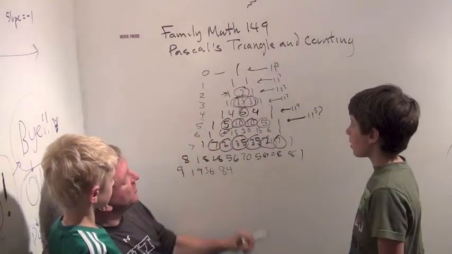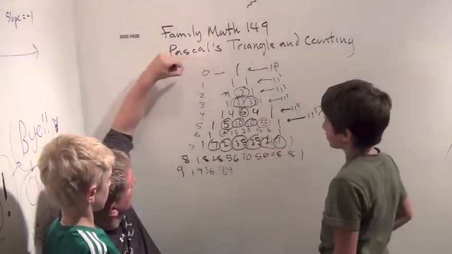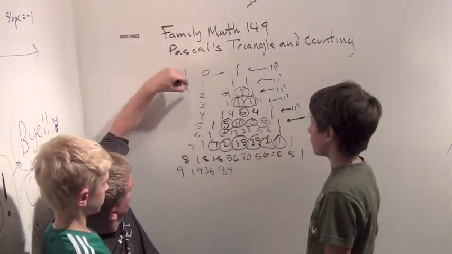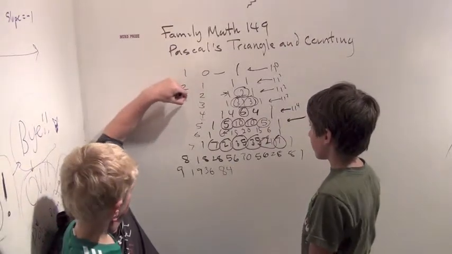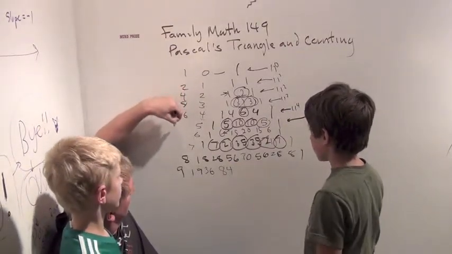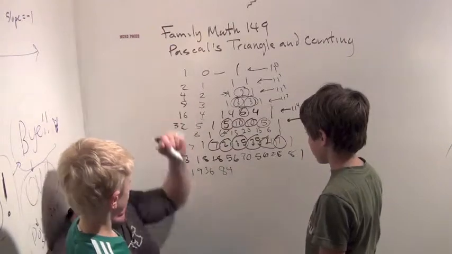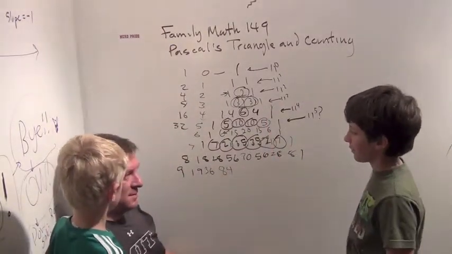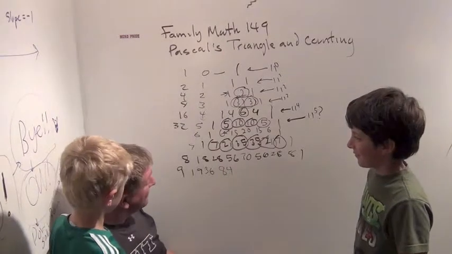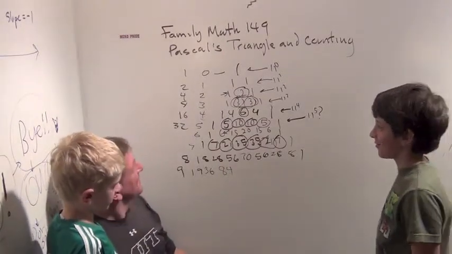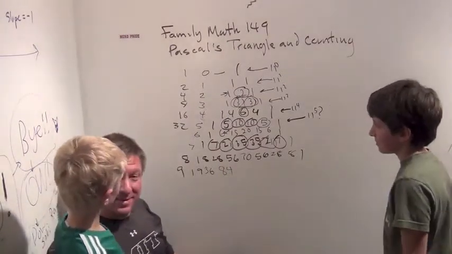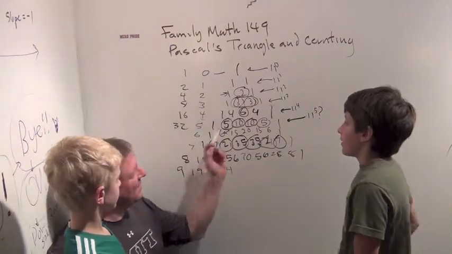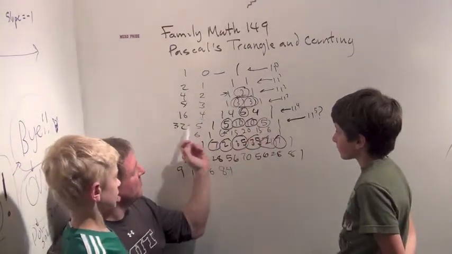Add up the rows for me. What does this add up to? 1, 2, 4, 8, 16, 32, 64. It's all of the powers of 2. Powers of 2. Whoa. Interesting. When you add up all the numbers in a row, you get powers of 2.